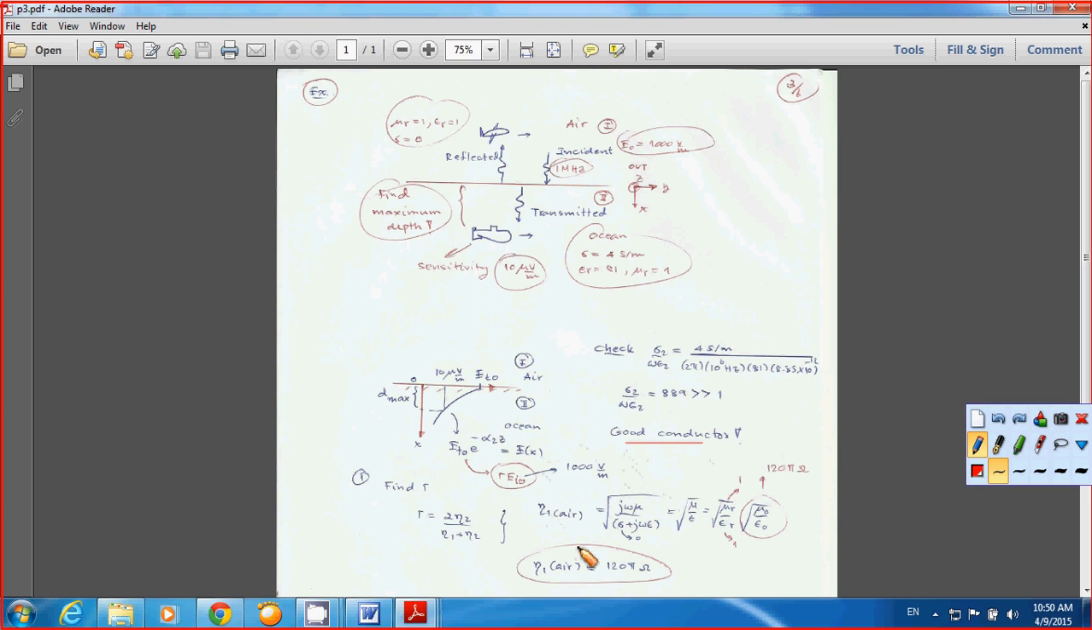For a good conductor, let's start with finding tau, right? So tau is equal to eta 2 over eta 1 plus eta 2. Eta 1 is the air, so let's take a look at eta 1. I rewrite the equation again for eta 1: j omega mu over sigma plus j omega epsilon. Since eta 1 is in the air, sigma is equal to 0, so eta 1 is the square root of mu 0 over epsilon 0, and you know this becomes the intrinsic impedance of free space.